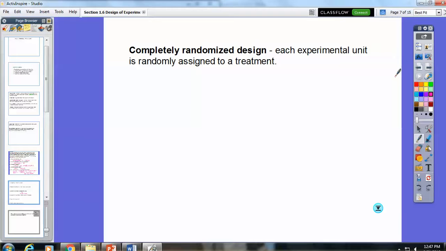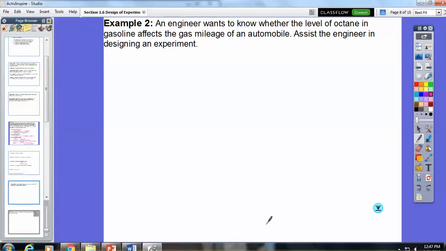Just another term that we're going to talk about, a couple different designs. The first is a completely randomized design. So everybody is randomly assigned a treatment. Okay, I set my random number generator, let's say if I have 3 different things I'm going to try. I may have a control group and then the 3 different things I want to vary. So I just use a random number generator or something to decide who gets what. So let's look at an example of that.